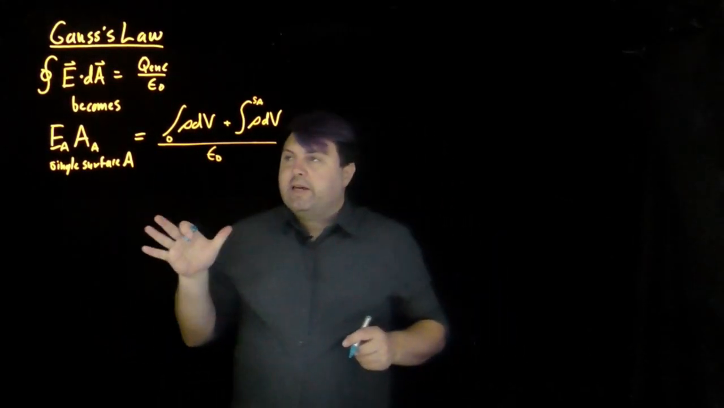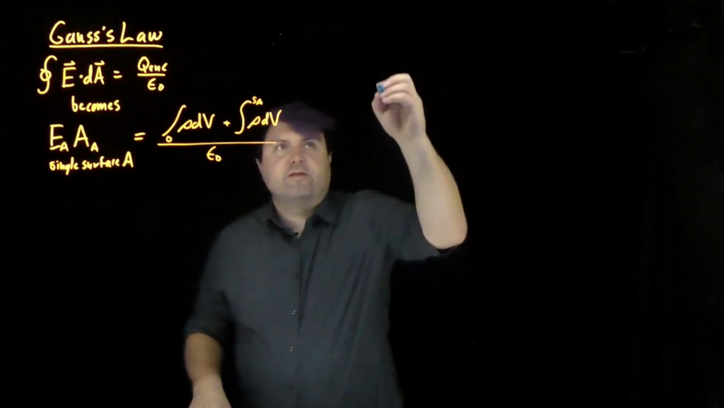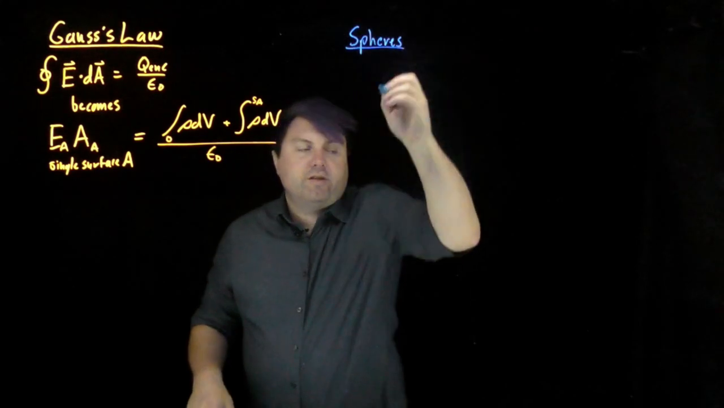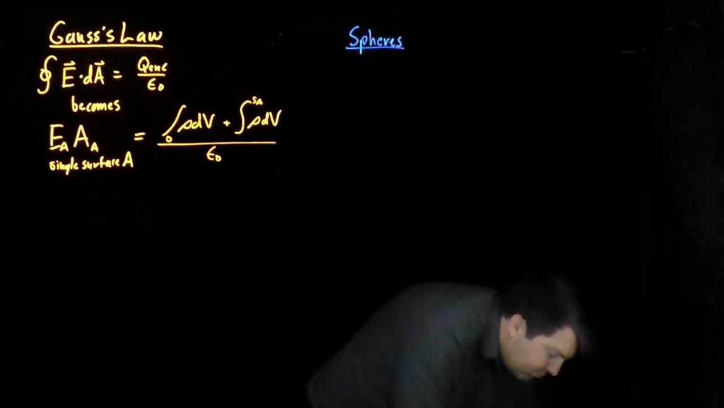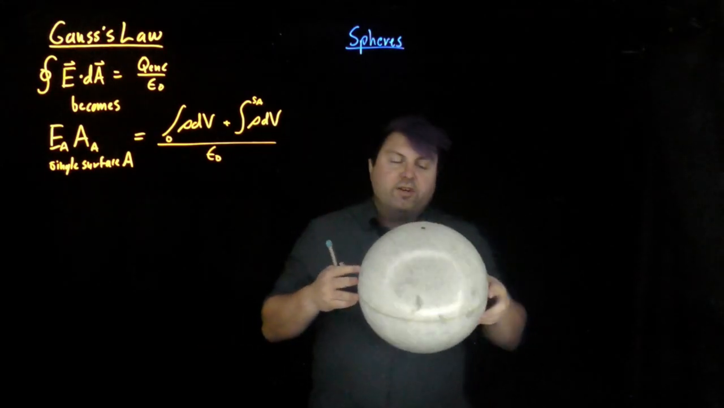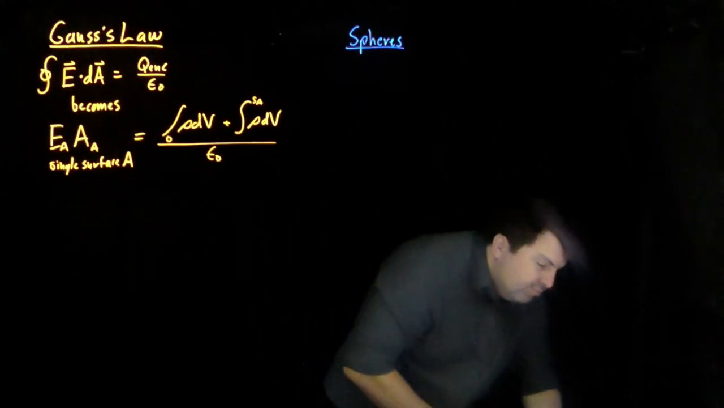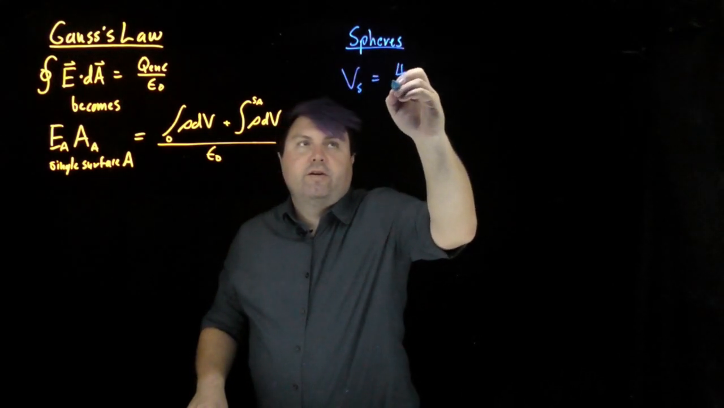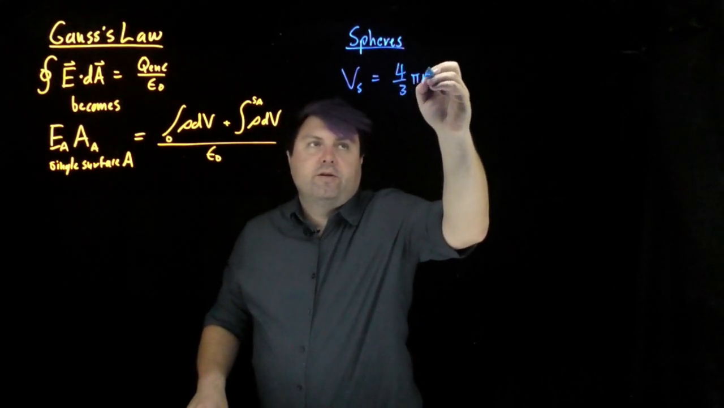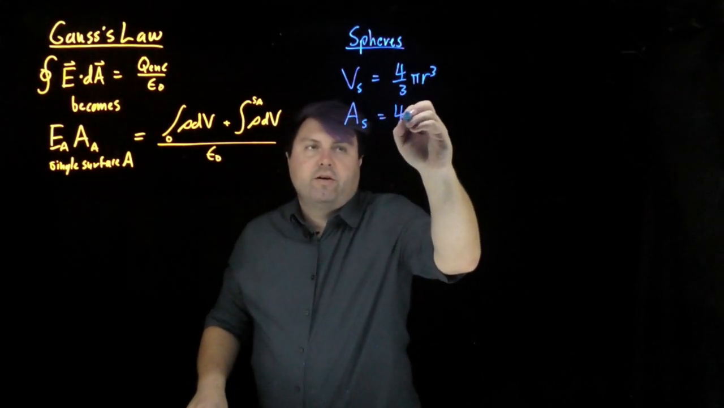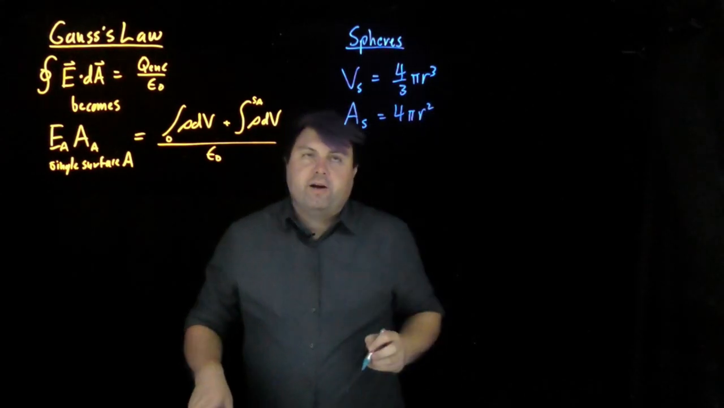We, in fact, only have two shapes we have to worry about for Gauss's law: spheres and cylinders. So let's look at spheres first. Here I've got a handy example of a sphere. So the volume of our sphere is 4/3 pi r cubed, and the area of our sphere is 4 pi r squared.